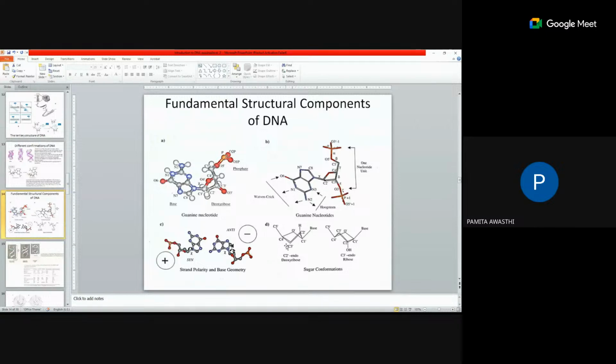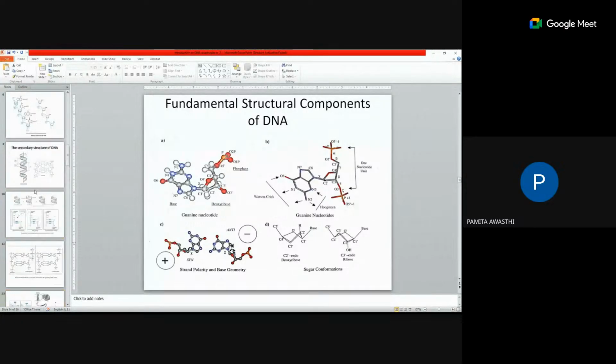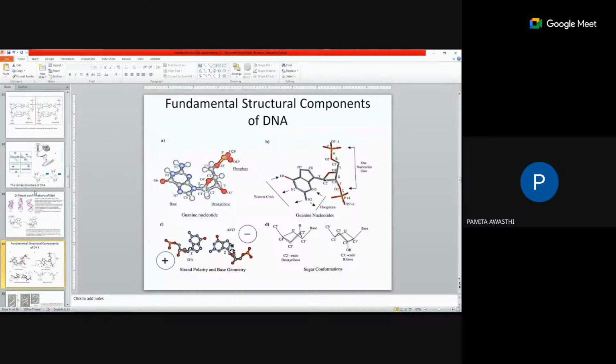The energy barrier between C2 prime endo and C3 prime endo sugar pucker is approximately 8 to 21 kilojoules. So B-DNA is basically a C2 prime endo conformation, and C2 prime endo conformation is also observed in... where is that?